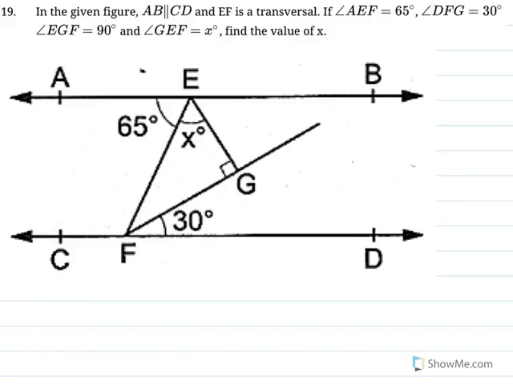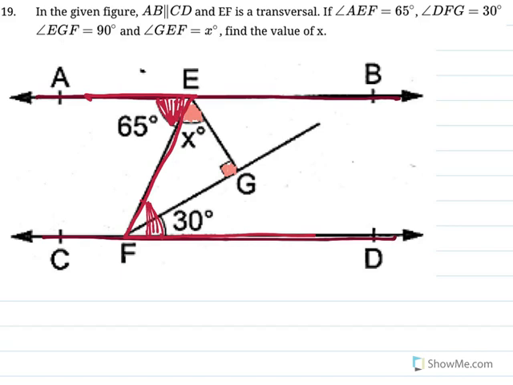Now here EGF is 90. So here we have given 90. And we have GEF is X. This is X. Find the value of X. We have two lines that are parallel, AB parallel to CD. So we will use alternate angles. We make our Z. So this is our Z, which means this angle 65 here will be equal to this entire angle. We will take this angle as Y.